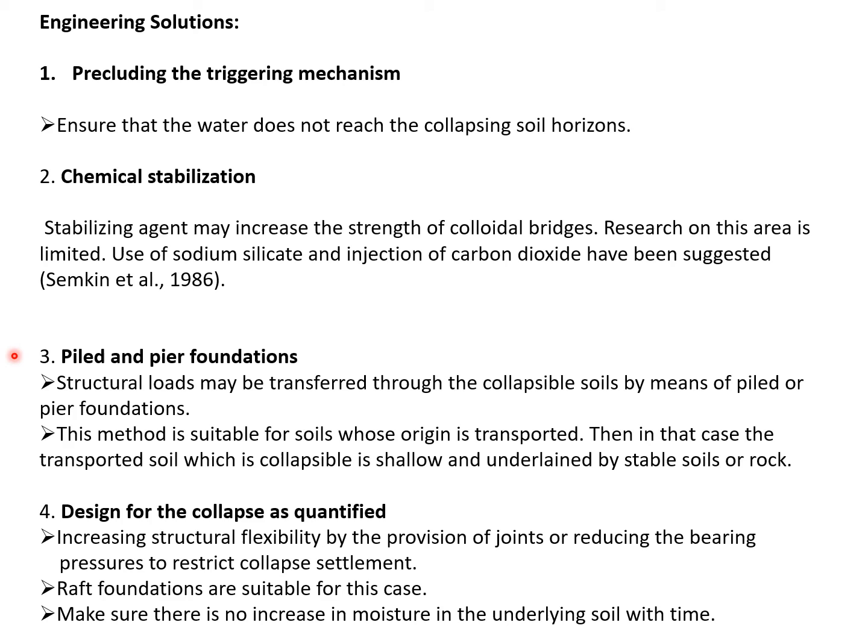Then piled and pier foundations. Structural loads may be transferred through the collapsible soils by means of piled or pier foundations. This method is suitable for soils whose origin is transported, where the transported collapsible soil is shallow and underlain by stable soils or rock. Then design for the collapse as quantified: increasing structural flexibility by the provision of joints, or reducing the bearing pressure to restrict collapse settlement. Raft foundations are suitable for this case. Make sure there is no increase in moisture in the underlying soil with time.